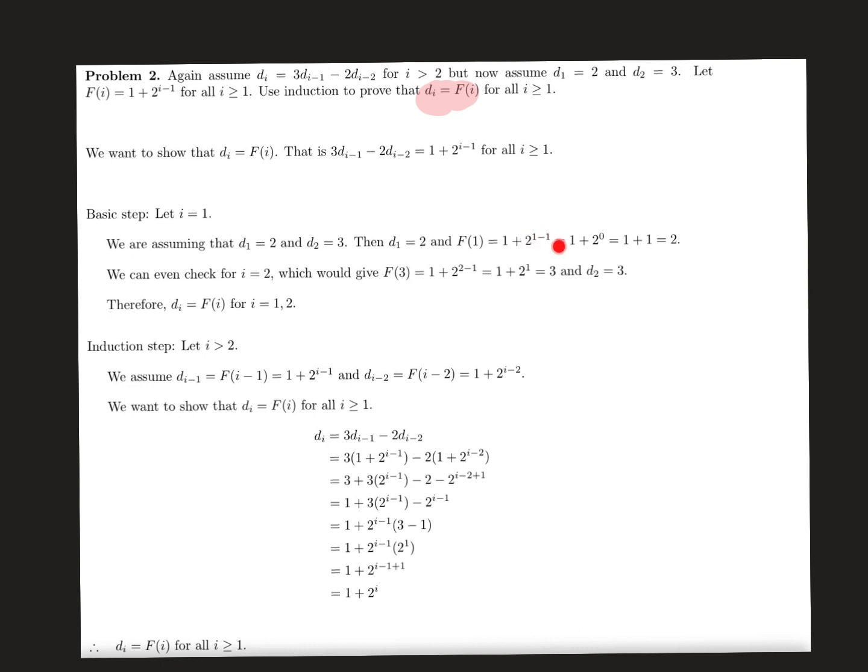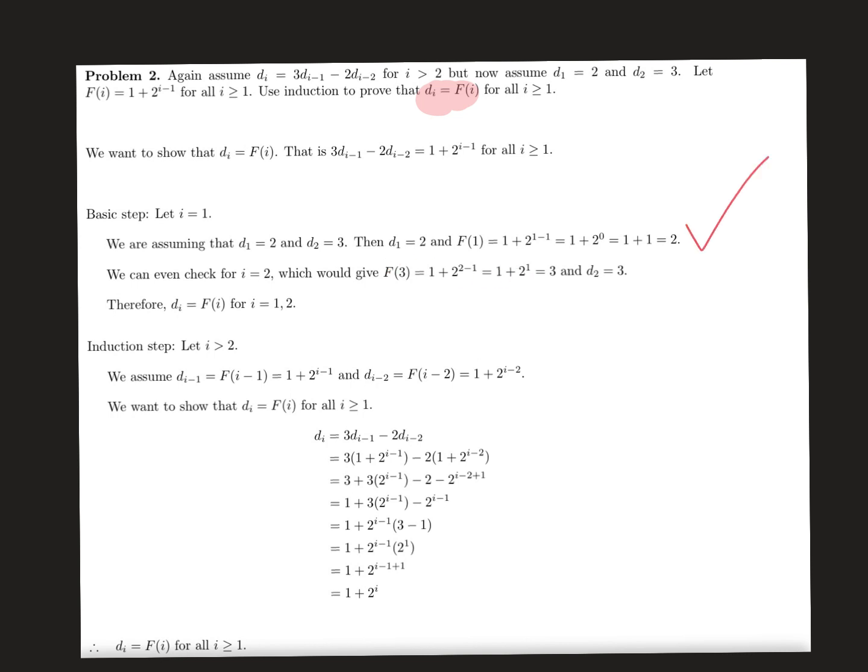So 1 minus 1 gives us a power of 0, and 2 to the power of 0 gives us 1. So we end up with 1 plus 1, which is 2. What that tells us is that when we substitute 1 for I, f of 1 becomes 2. That is equivalent to d of 1 equaling 2. So our basic step for I equals 1 does check out.